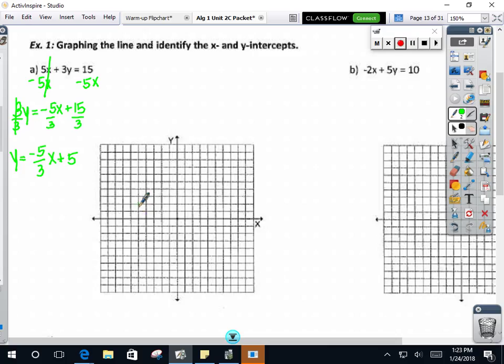Okay, so to graph this line, you need to identify the slope and the y-intercept. What is the slope? Negative 5 over 3. And what is the y-intercept? 5. So on the y-axis, you go up to 5 and plot your y-intercept. And then from there, to get to the next point, you go down 5, right 3. And see how that point lands on the x-axis? So that's your x-intercept.